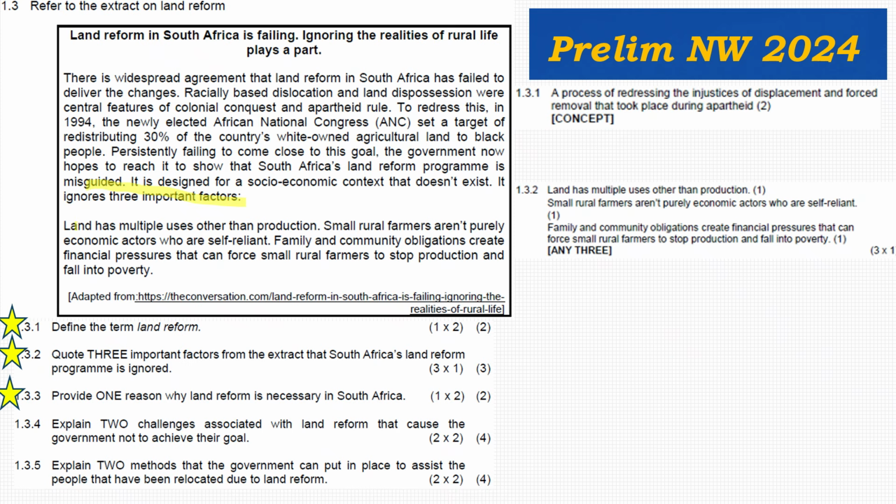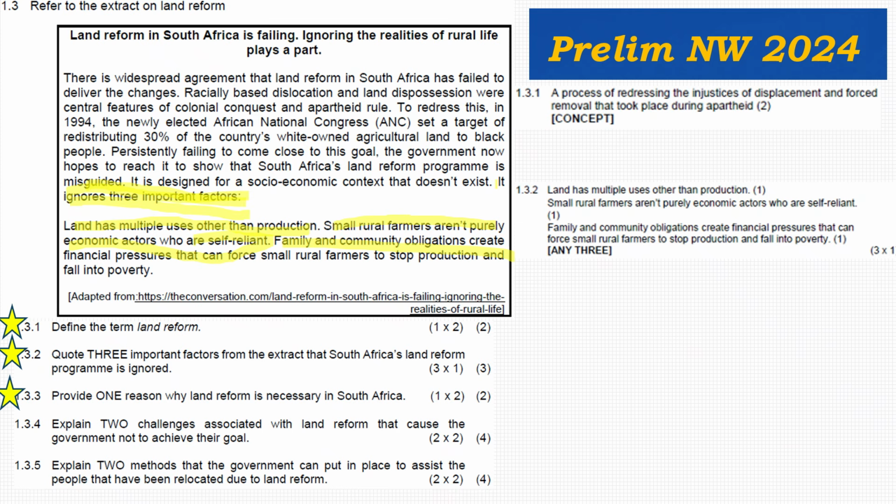Land has multiple uses other than production. Small scale farmers aren't purely economic actors who are self-reliant. Family and community obligations create pressure. Those are the three important factors which were ignored. If you read this extract, you can see it even says it ignores three important factors, and then they are provided. So I don't see a reason why someone would get this one wrong.